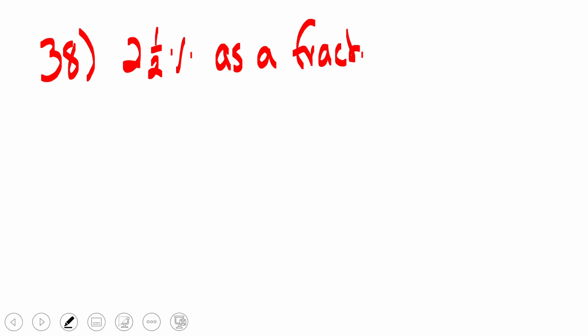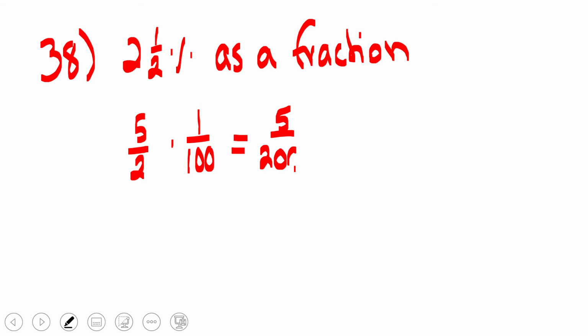38. Write 2.5% as a fraction. Okay, well, 2 times 2 plus 1 is 5/2. If we multiply that by 1 over 100, we've seen this already in these examples, we're going to have what part of 100? 5 times 1 is 5, 2 times 100 is 200, and our fraction will be 1 over 40.